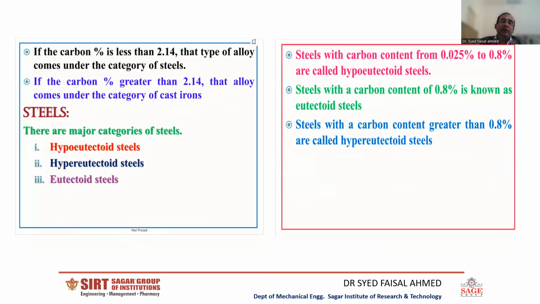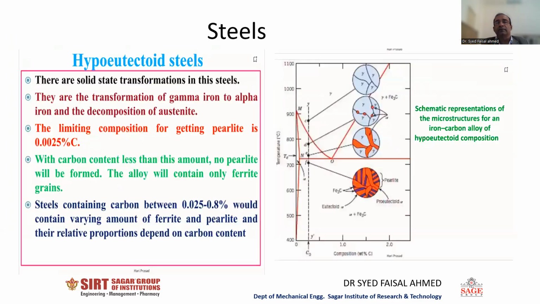If the carbon percentage is less than 2.14%, the alloy comes under the category of steel. If the carbon percentage is greater than 2.14%, then the alloy comes under the category of cast iron. Now this has been demonstrated in the iron carbon diagram also. Then we have hypoeutectoid steels, hypereutectoid steels, and eutectoid steels. These are the major categories of steels being used. Steels with carbon content from 0.025% to 0.8% are called hypoeutectoid steels, and with carbon 0.8% eutectoid steel, which can be easily seen in the carbon diagram.